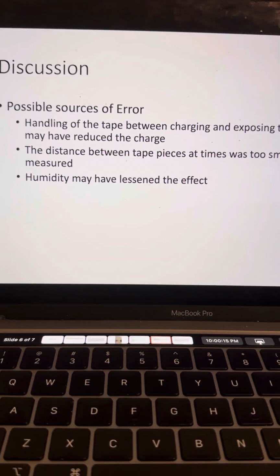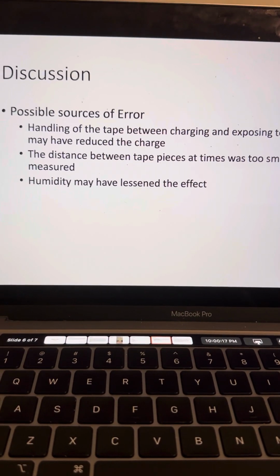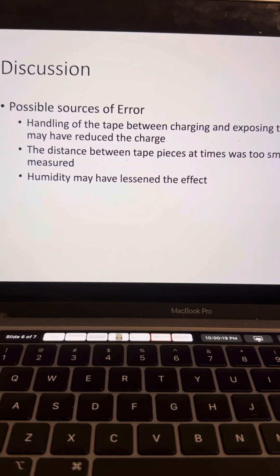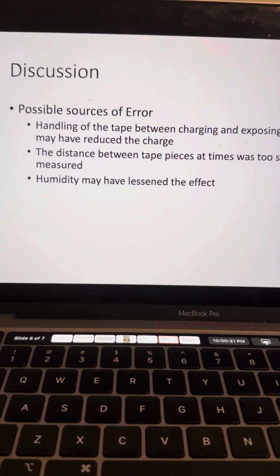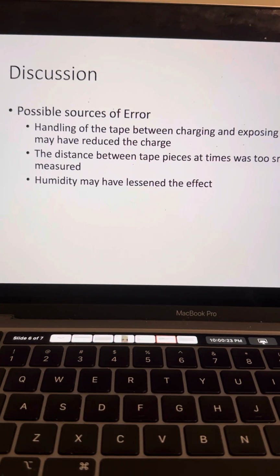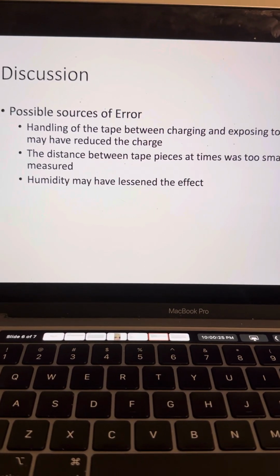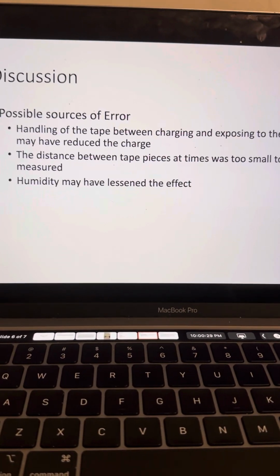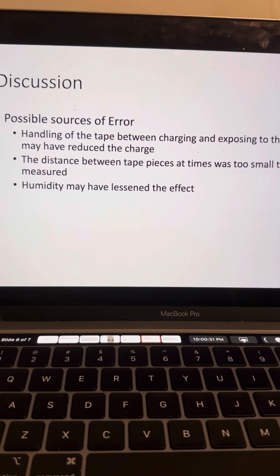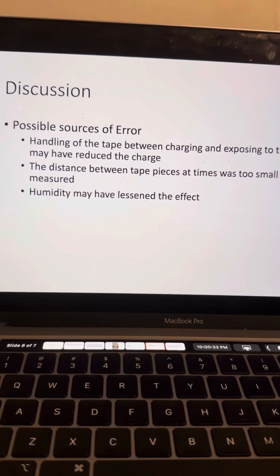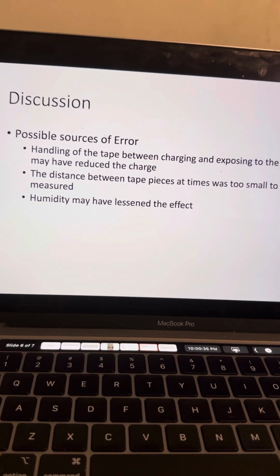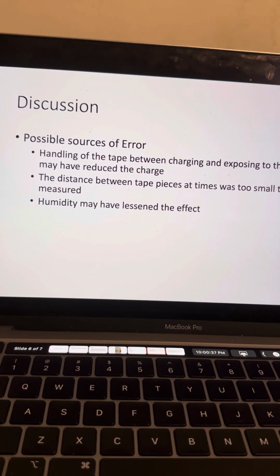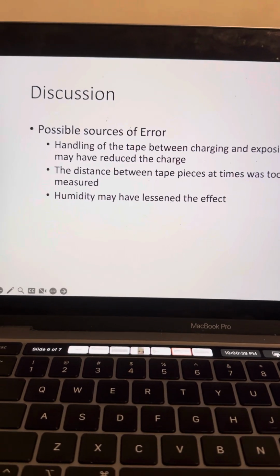Another source of error was the distance between tape pieces at times was too small to be accurately measured, but it was causing a change in position of the suspended tape. And humidity may have also had an effect because it decreases the chargeability of the tape, and it is a rather humid environment.